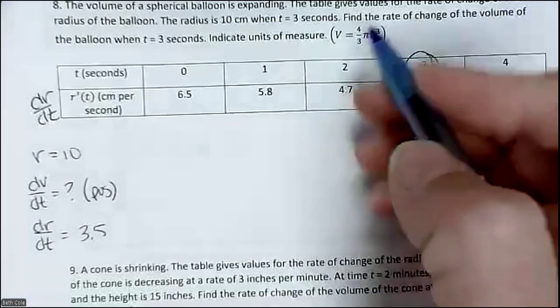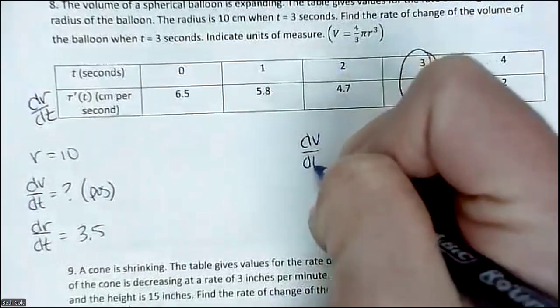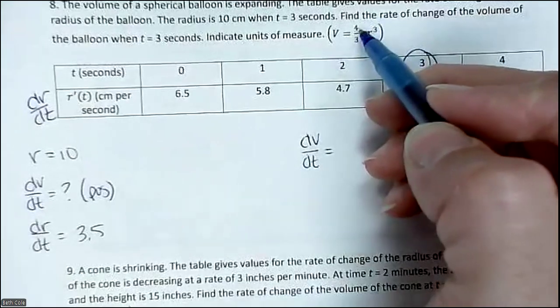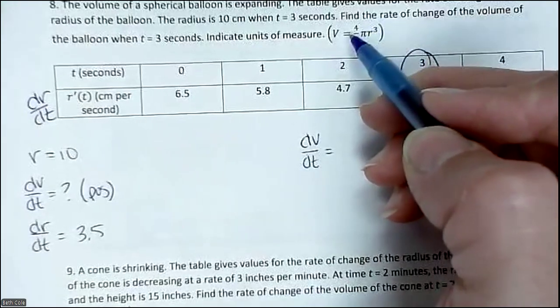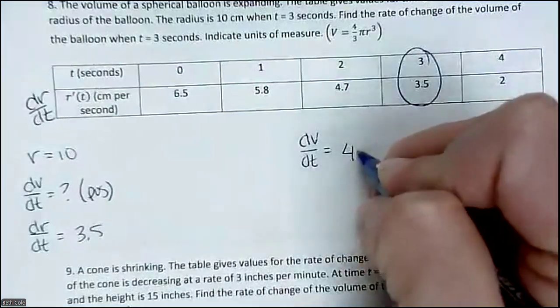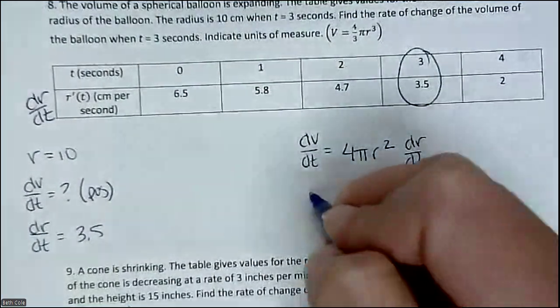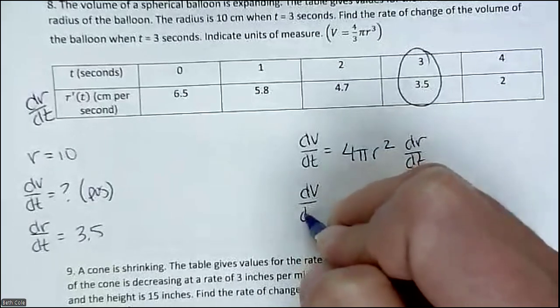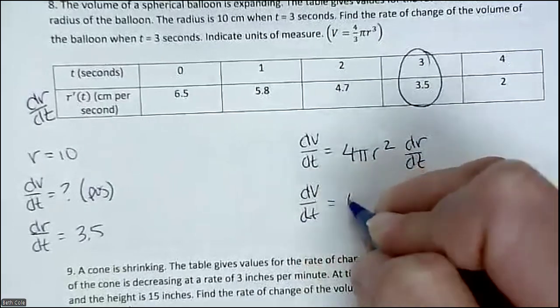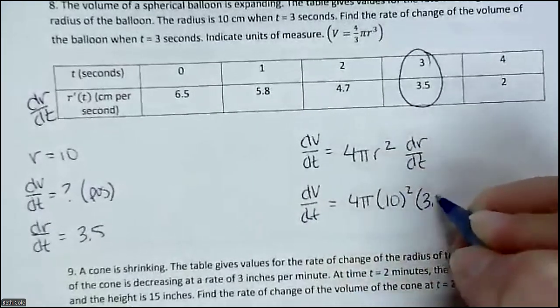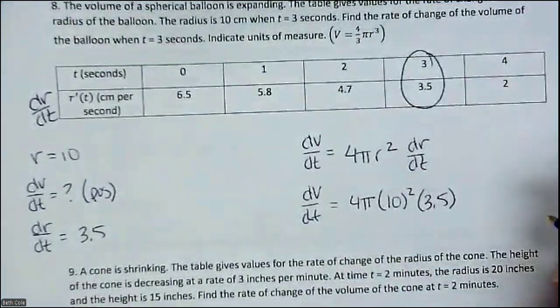3.5. All right, let's get our derivative. dV/dt equals, now you would do a power rule. When you bring the 3 down, what's going to happen? Yeah, they cancel. So it's 4 pi r squared dr/dt. And then you are going to plug in all your stuff. So 4 pi 10 squared times 3.5. Please do nothing to that.